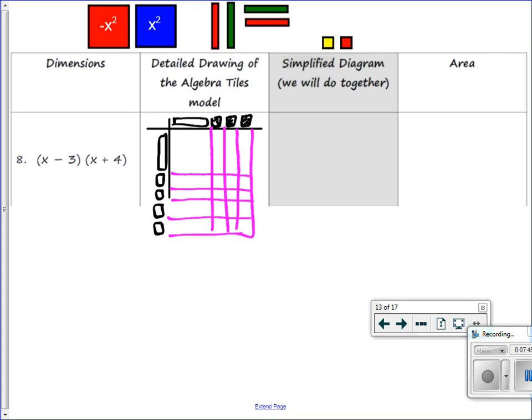Ta-da. The only thing you have to really think about is, where am I coloring in? Where are some possible negatives? Where would any negatives be? The whole right side. Okay, the right side. Good.